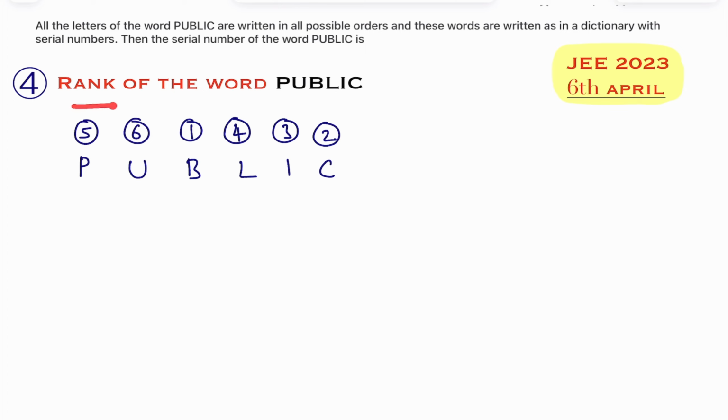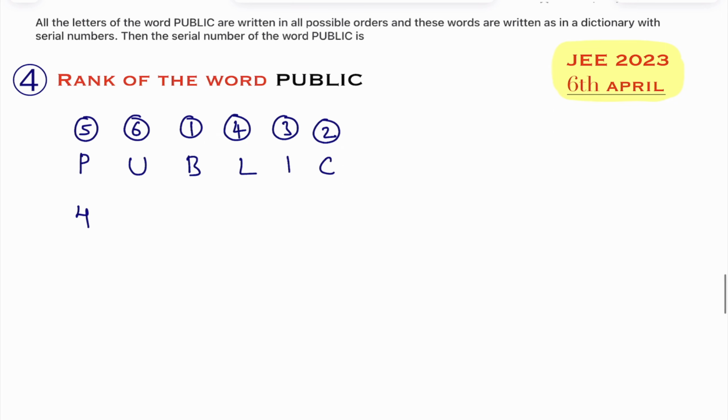Now you start from P. You observe this right side only. You observe the right side of number 5. How many numbers are there which are smaller than 5? See here, 1, 2, 3, 4. 4 numbers are there which are smaller than 5. So you write 4 here. Now, you observe this number 6. Right side of 6, you observe how many numbers are there which are smaller than 6. 4 numbers are there. So you write 4.